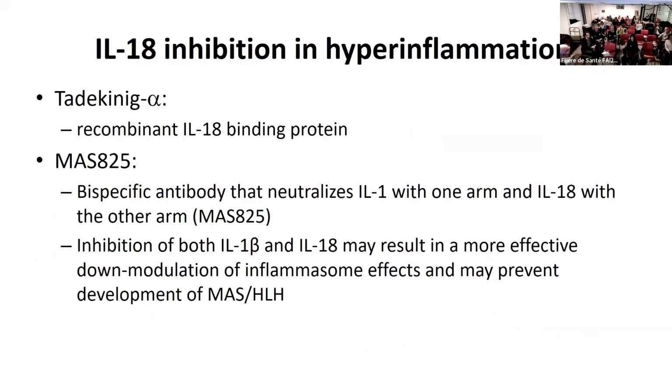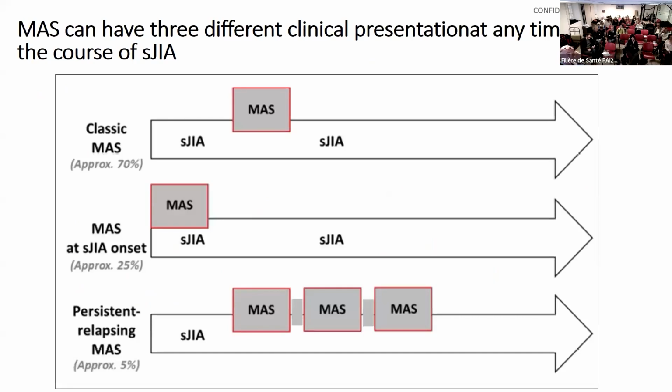So IL-18 is a target. Yeah, we don't have the ideal drugs yet. Tadekinig has been used. It's a recombinant IL-18 binding protein, but I think the company is in trouble. MAS825 is a Novartis drug, and Novartis is not in trouble, as you can expect. It's a bispecific antibody that neutralizes IL-1 with one arm and IL-18 with the other arm. And the idea being that if you neutralize both, you're being more effective than neutralizing one of the two. We believe that this is potentially useful in persistent relapsing MAS and lung disease patients.